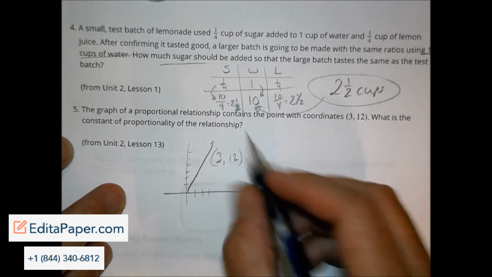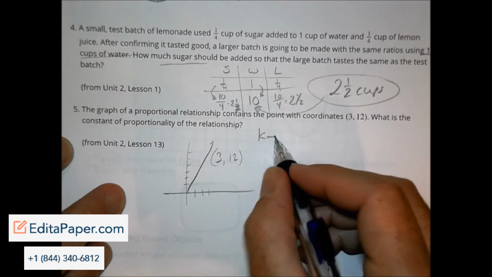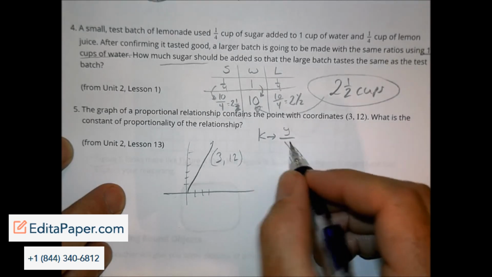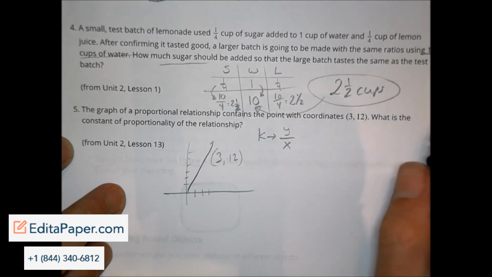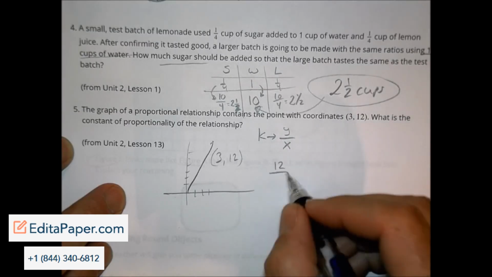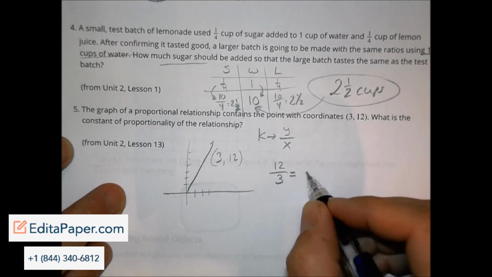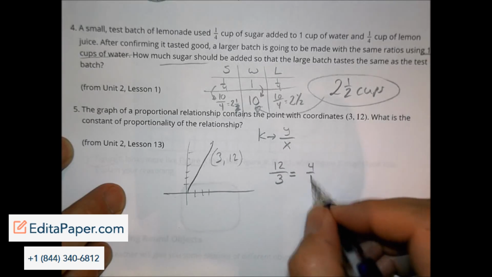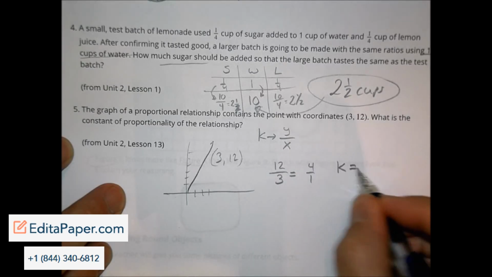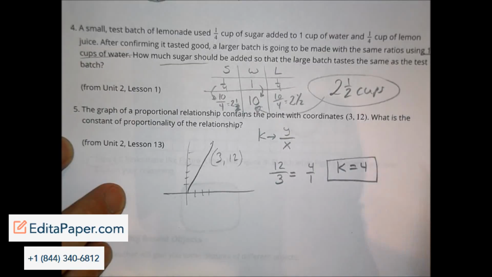Our k value, if you recall, is always our y over our x. In this case here, our y value is 12, and our x value is 3, and 12 over 3 becomes 4 over 1, so our constant is going to be equal to 4. And that's our constant of proportionality. That's a review from Unit 2.